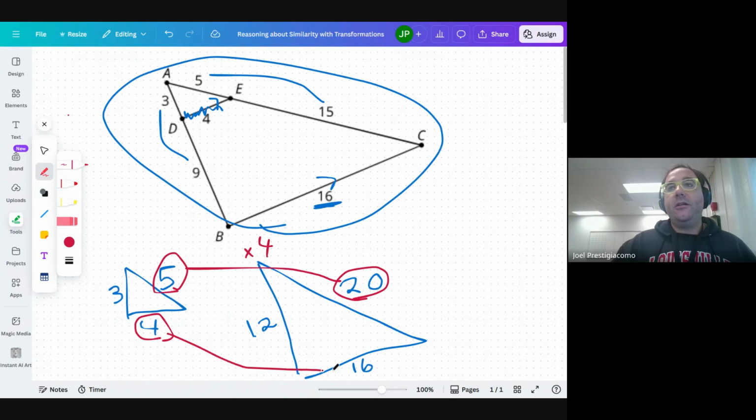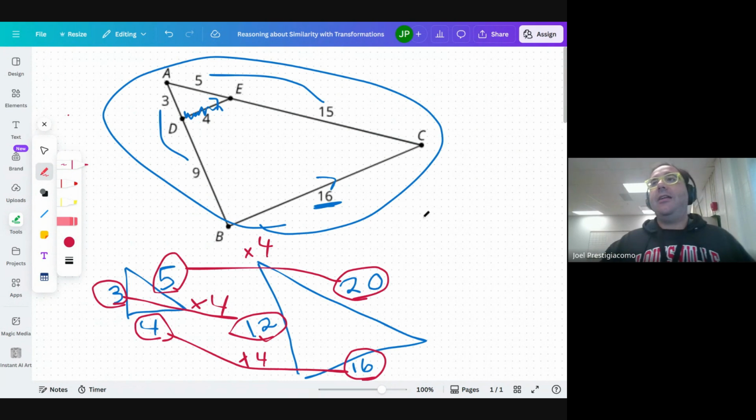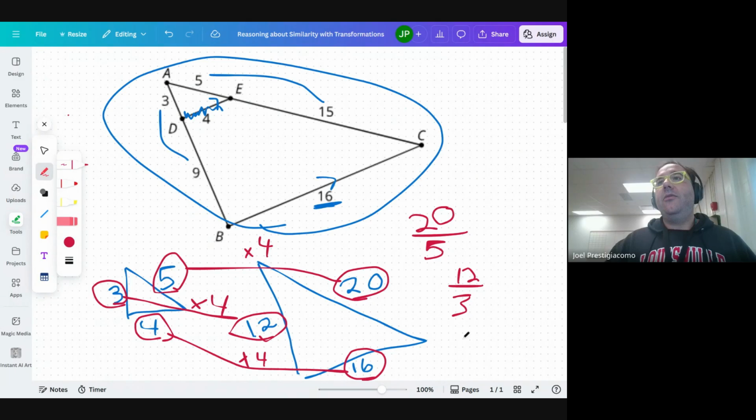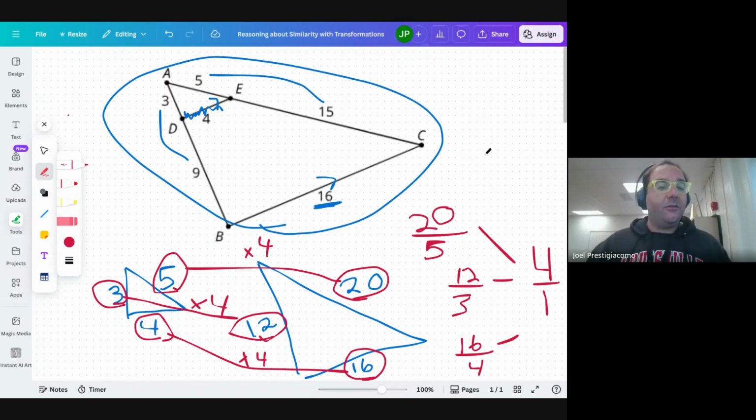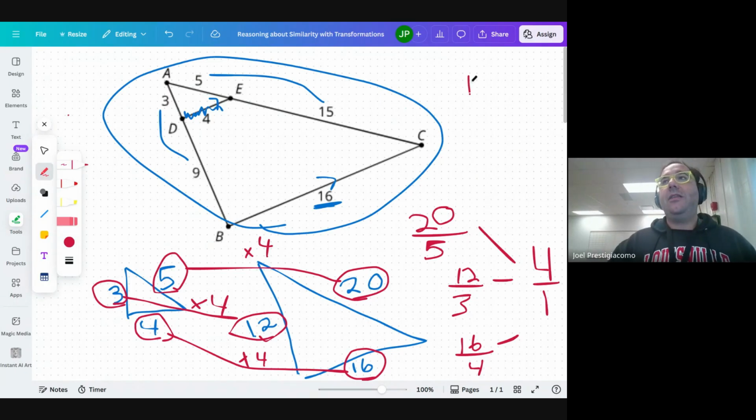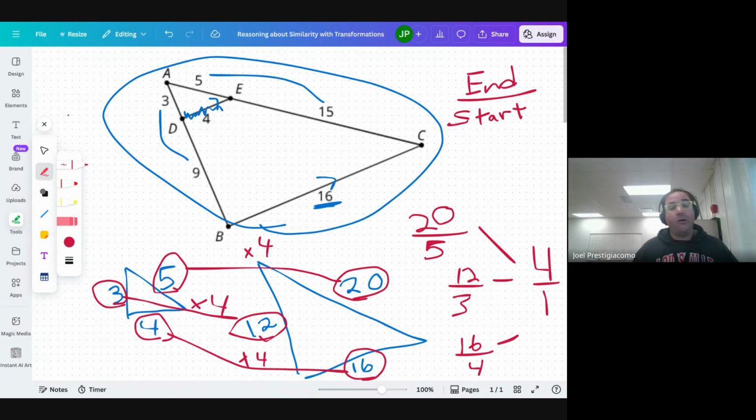We would get 4 to 16 by also multiplying by 4. And we would get 3 to 12. Guess what? Multiplying by 4. So if we did all of these ratios, 20 over 5, 12 over 3, 16 over 4, we get all of the same ratios. They all point to 4 over 1, which is 4. So remember, we're always doing the end over the start. End over the start. But we need that constant ratio or else it falls through.